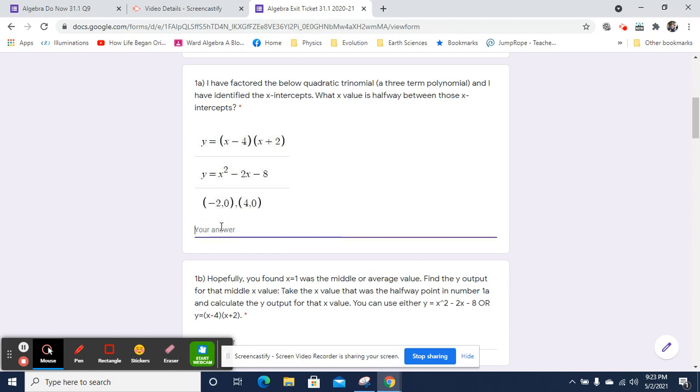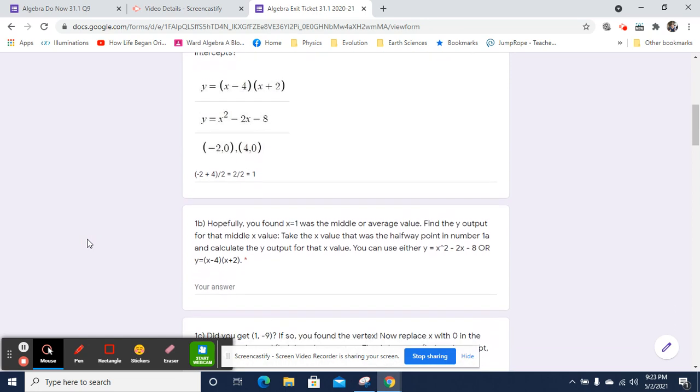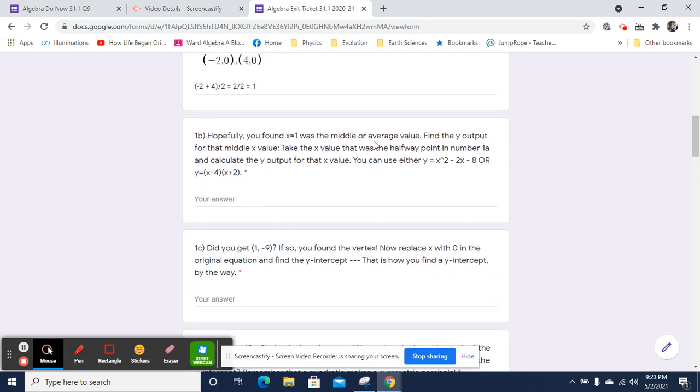Well, the halfway point is just the average again, so we're going to add -2 and 4 and divide it by 2. So -2 plus 4 divided by 2. And that's going to equal 2 divided by 2, which will be just 1. So now that we've got 1 as the middle or average value, we're going to use that as an input in our original function and find out an output so that we can find a vertex for this.